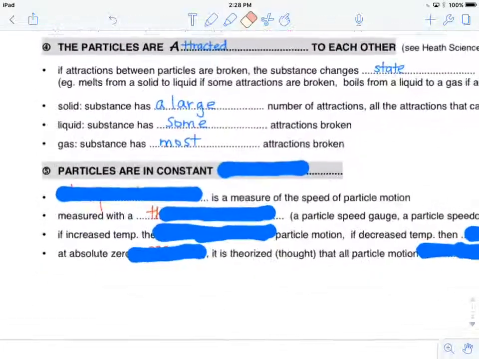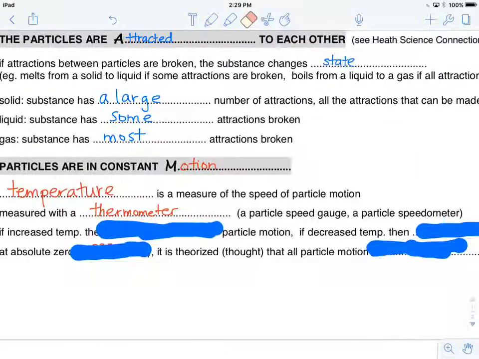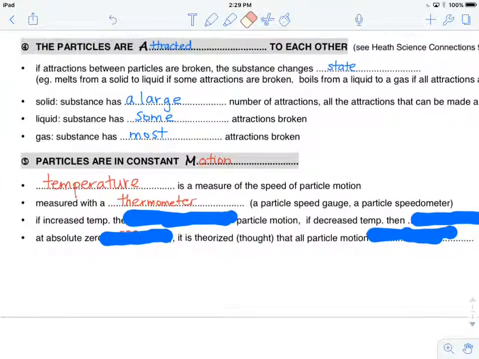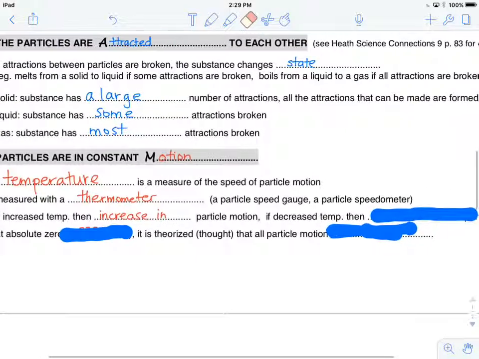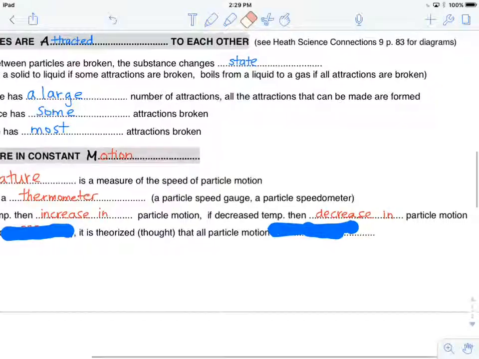Our last point in the particle theory is that all particles are in constant motion. And what we use to measure the speed of particle motion is temperature. So that's how we talk about this speed. Okay, we measure the speed of particle motion, or the temperature, with something called a thermometer, as you know. A particle speedometer, if you want to think about it that way. And we know that if we increase the temperature, then we increase the motion of the particles. If we decrease the temperature, then we decrease the motion of the particles.